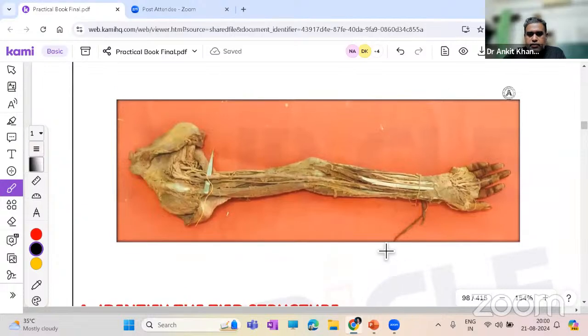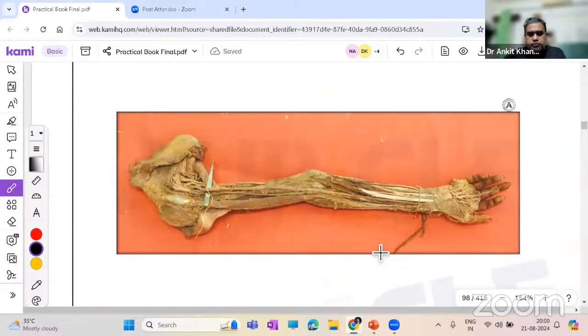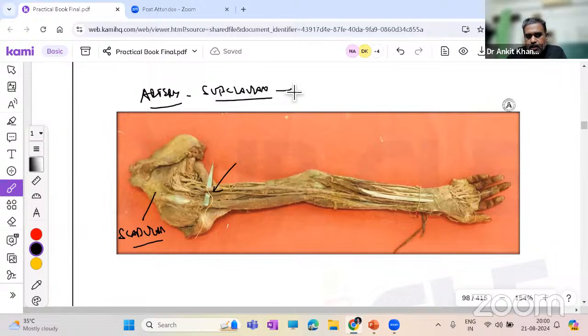Now let us see a couple more specimens over here, because we are now moving from muscles to some other structures, some vascular structures. So here, which structure is this? There's an artery over here. Which artery will this be? You are seeing this region as the shoulder or scapular region. In the shoulder or scapular region, only one artery is actually entering into the upper limb, which is the continuation of the subclavian artery, and that is our axillary artery.